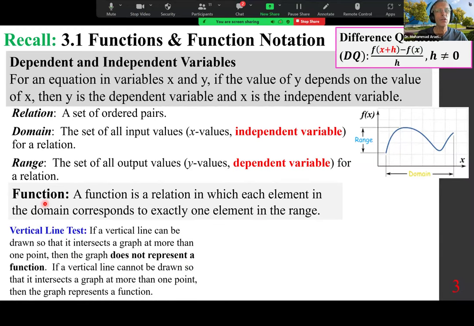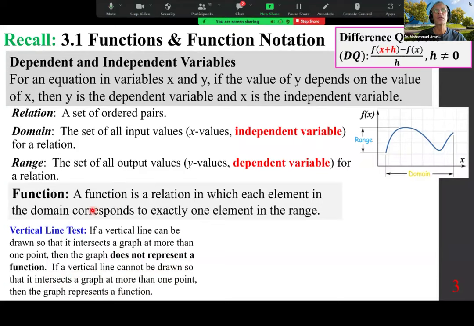To recognize a function from a graph, we use what's called the VLT, the vertical line test. If a vertical line can be drawn so that it intersects a graph at more than one point, then the graph does not represent a function. If a vertical line cannot be drawn so that it intersects a graph at more than one point, then the graph represents a function.